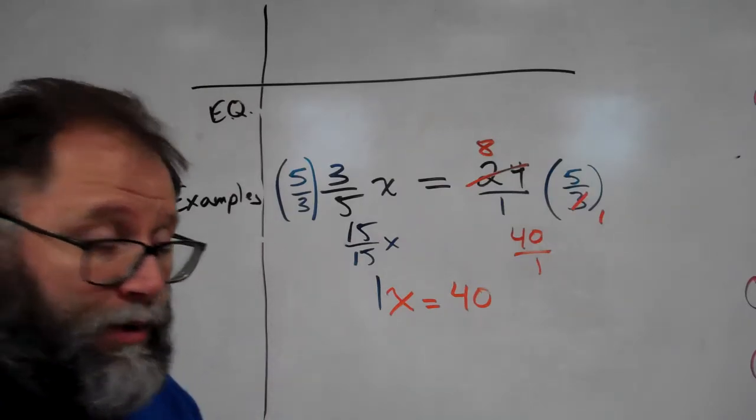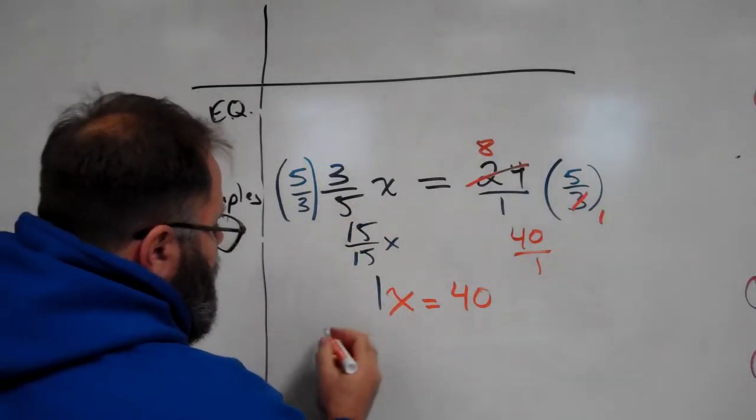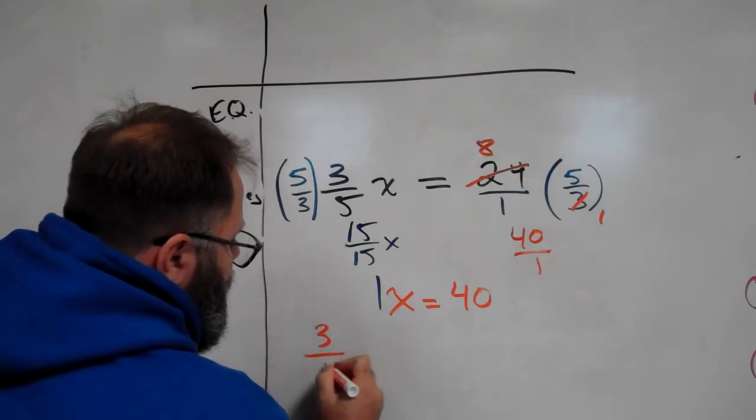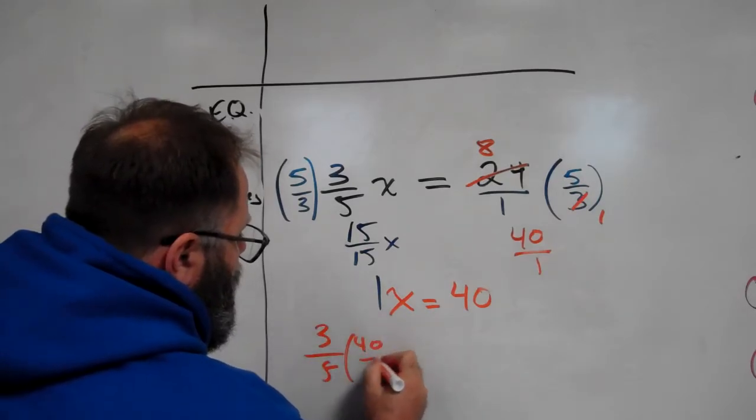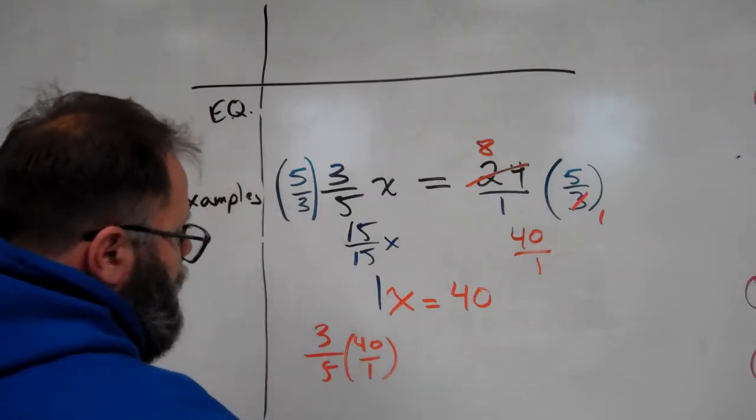Now if I do the math and put that back in, I have 3/5 times 40 over 1.